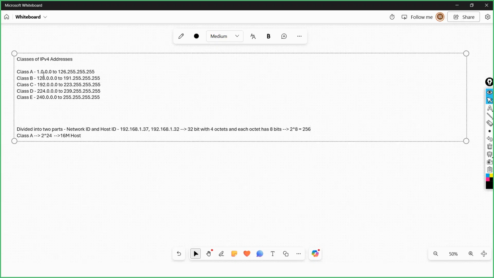But if you want to know how many hosts will be there in class A, you will say for class A, the first octet is the network ID and the remaining 3 are the hosts. So 2 raised to 24, which is approximately 16 million hosts per network. In class A, you will have 16 million hosts.